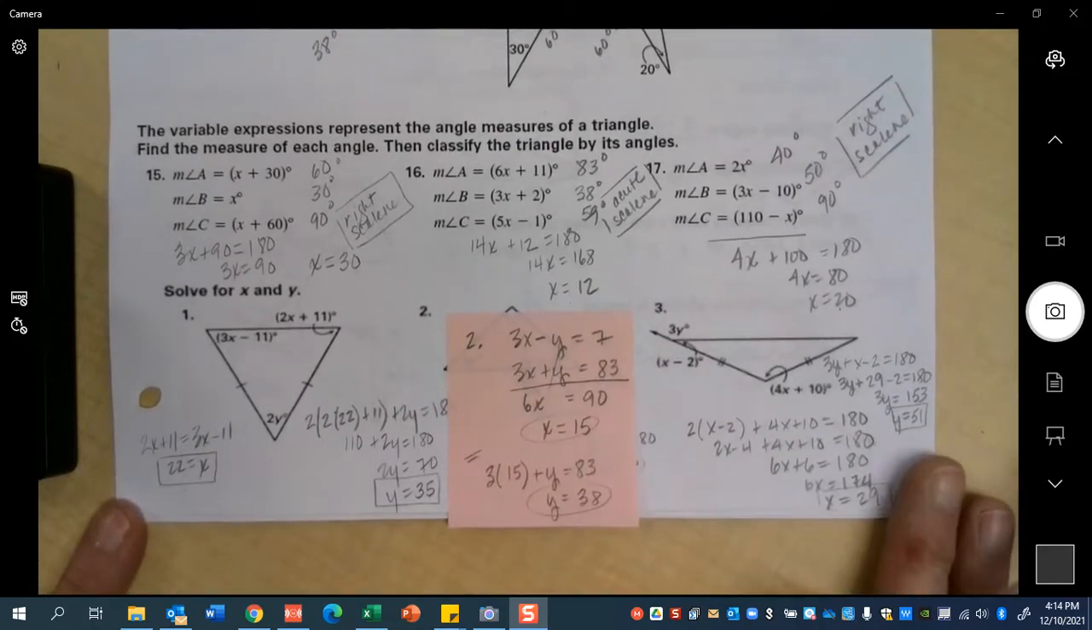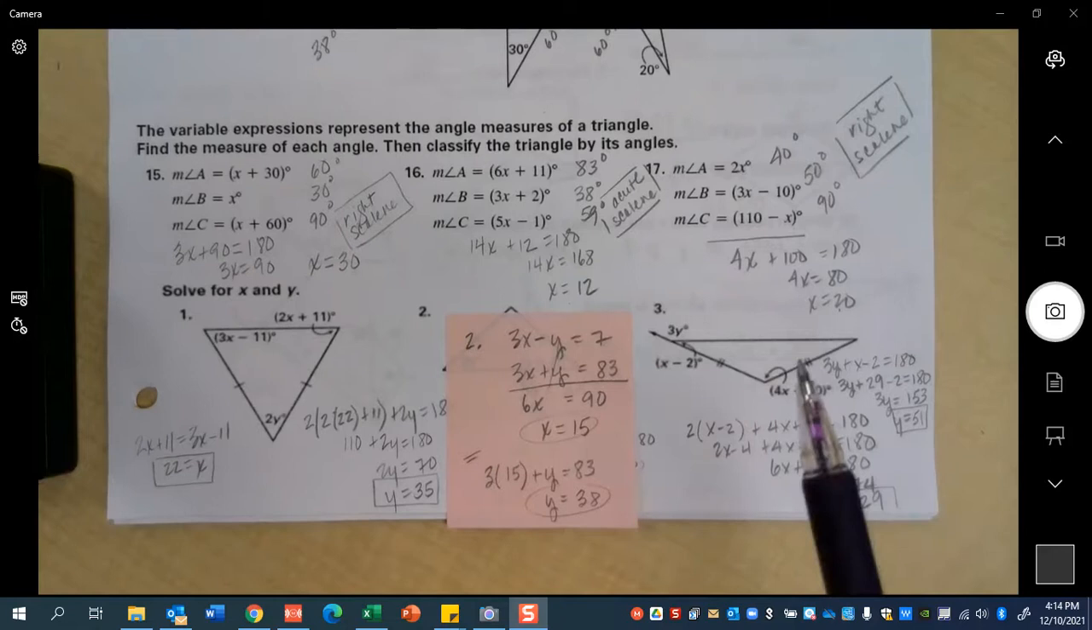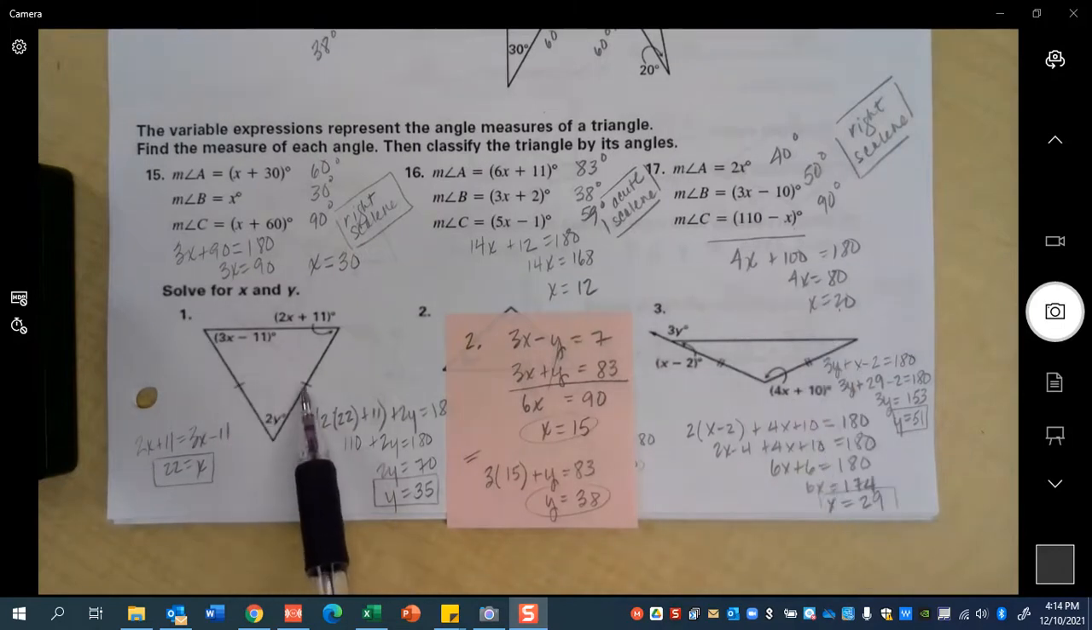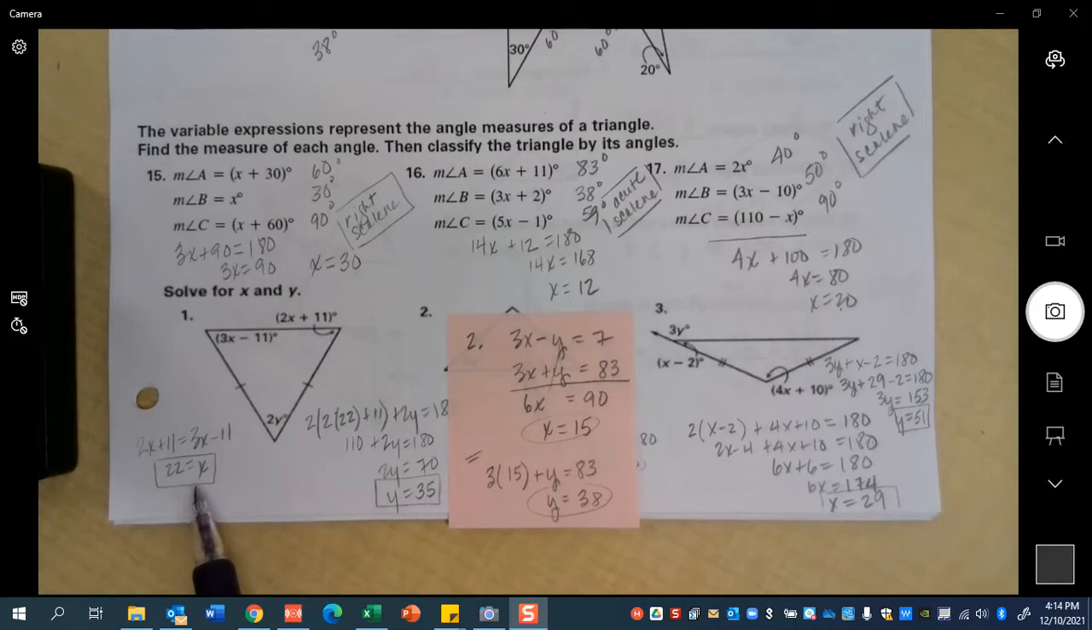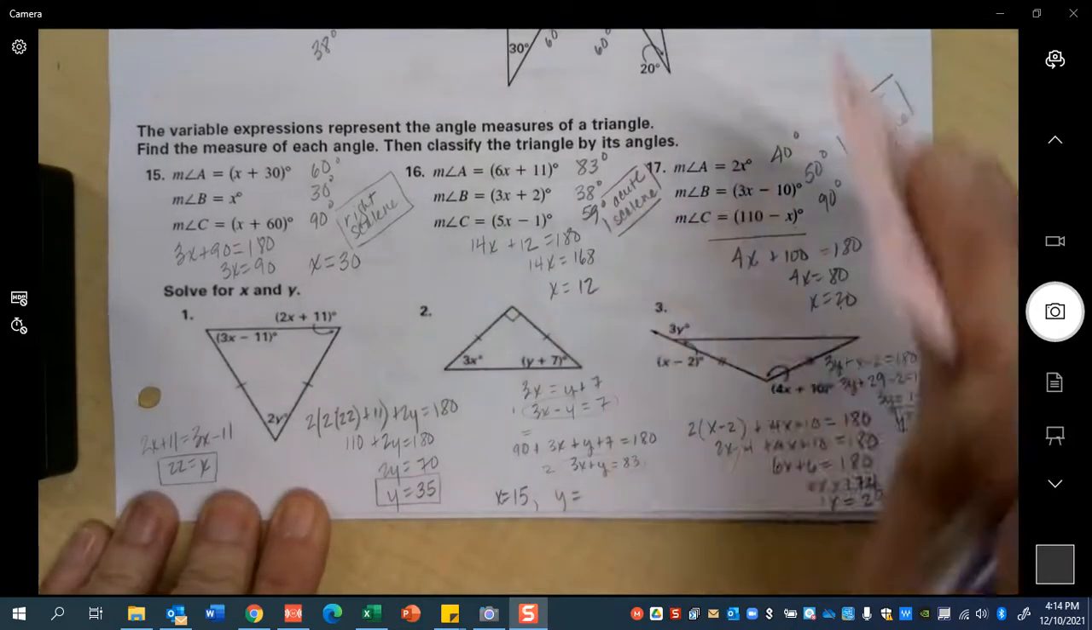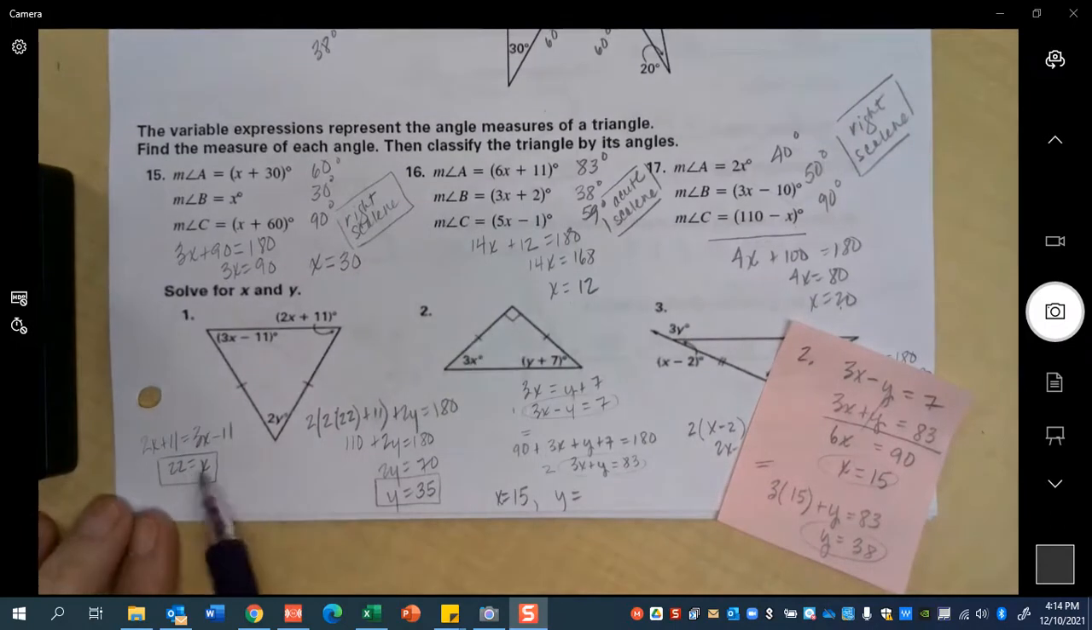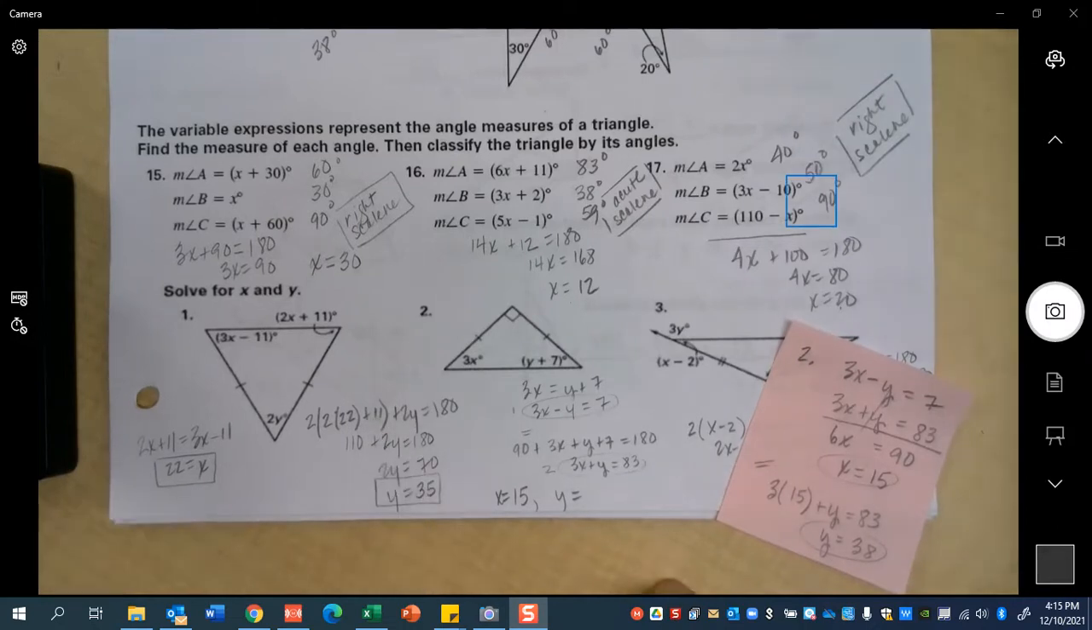Down here, when I solve for x and y, this is isosceles. So I set these two equal to each other and got a value of 22 for x. And then I went ahead and plugged in 22 for x. And then I had 2x plus 11. And I was able to then solve for y. No problem.